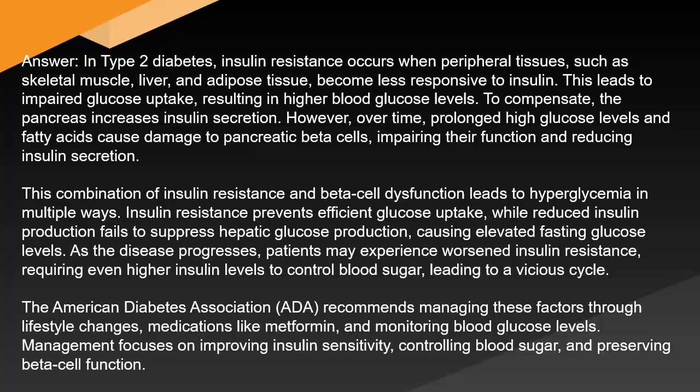Insulin resistance prevents efficient glucose uptake, while reduced insulin production fails to suppress hepatic glucose production, causing elevated fasting glucose levels. As the disease progresses, patients may experience worsened insulin resistance, requiring even higher insulin levels to control blood sugar, leading to a vicious cycle.